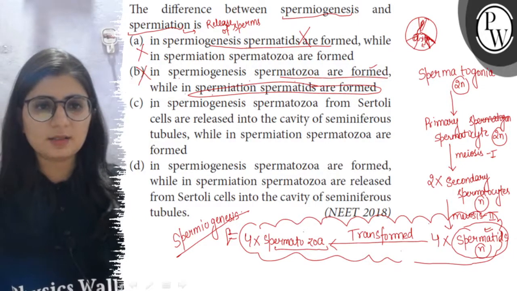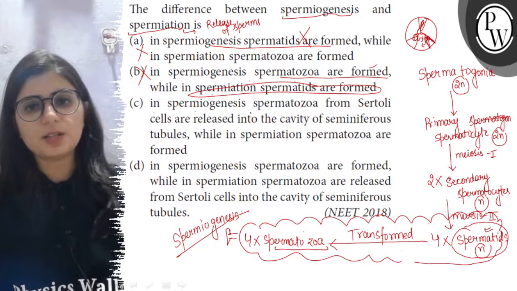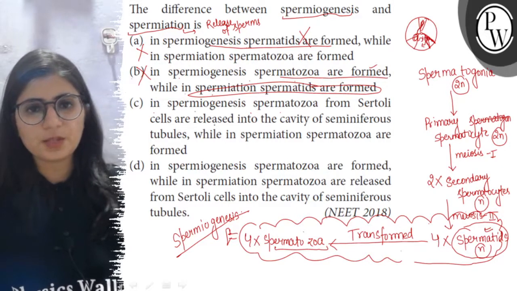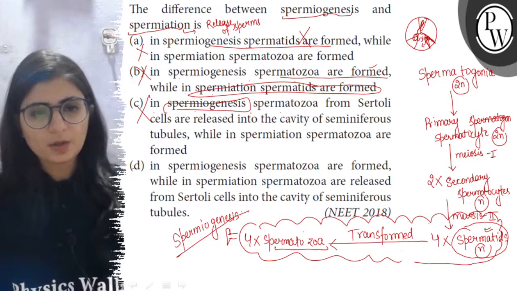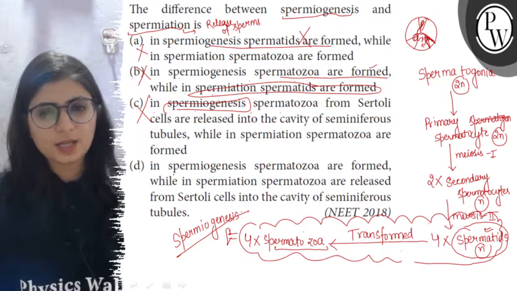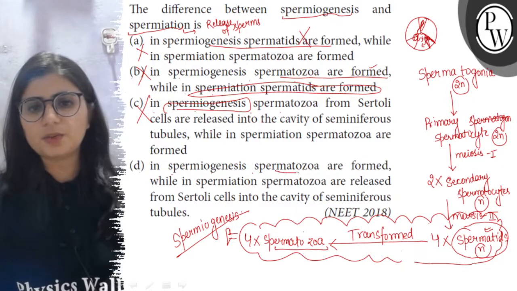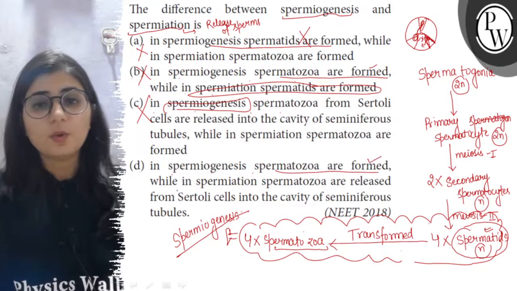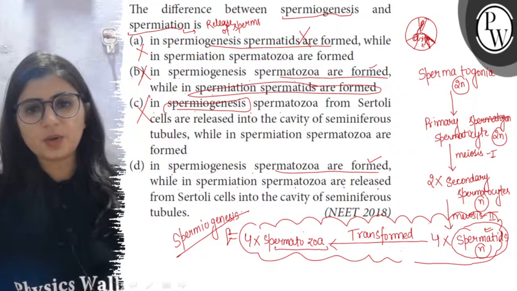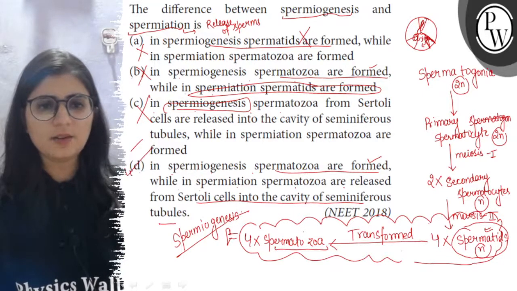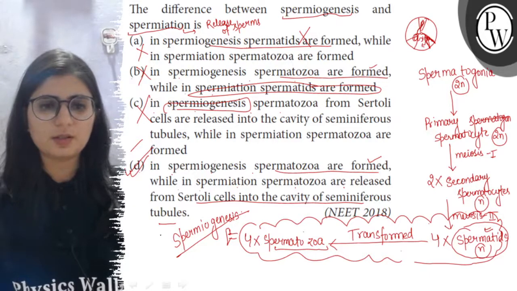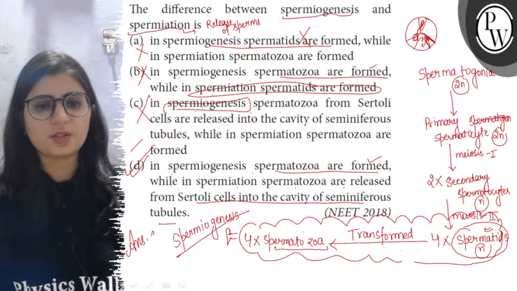Now let's see the third statement. In spermiogenesis, spermatozoa from Sertoli cells are released. So it is not in spermiogenesis but in spermiation. So this is wrong. And the only option left here is option D. In spermiogenesis, spermatozoa are formed. This is the right one. While in spermiation, spermatozoa are released from Sertoli cells into the cavity of the seminiferous tubule. So this is the right one. So the only right option here is option D. So the right answer of this question is option D.